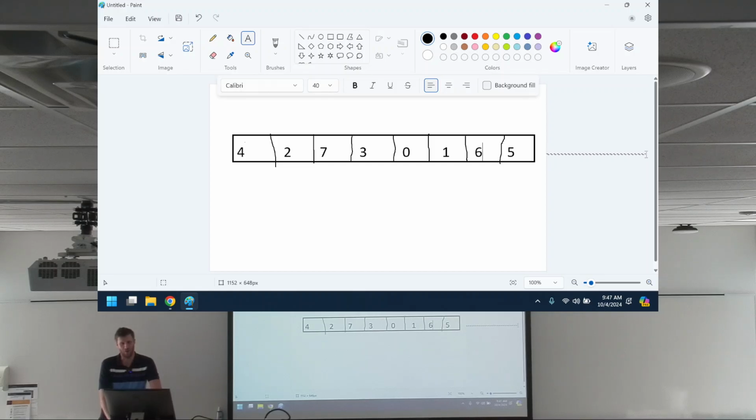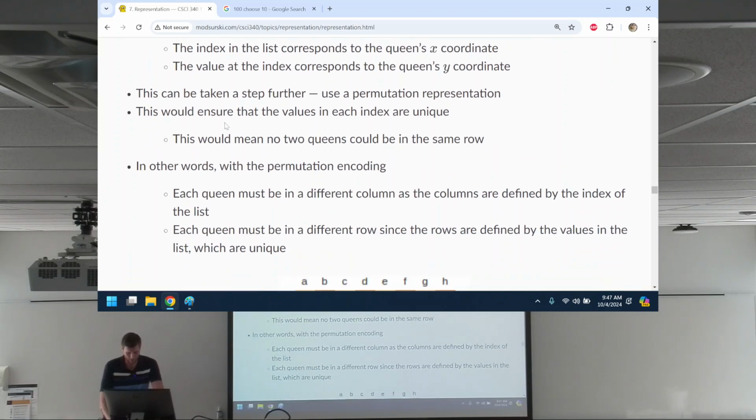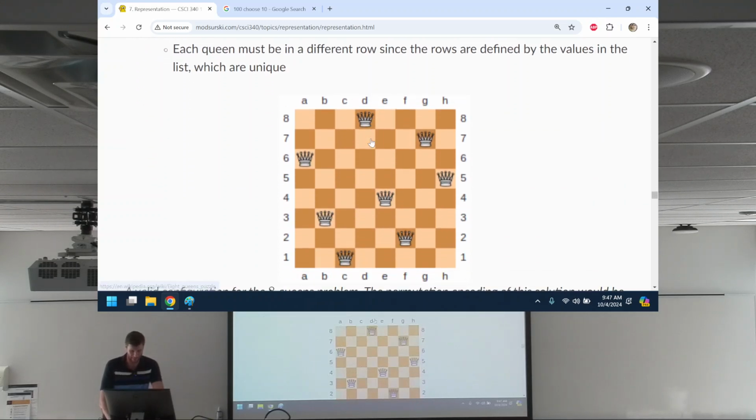Any questions about this encoding? Now is the time to ask. If you haven't wrapped your head around it, please ask now. Okay. So, this would mean no 2 queens could be in the same row, and if you make it a permutation, they can't be in the same column.